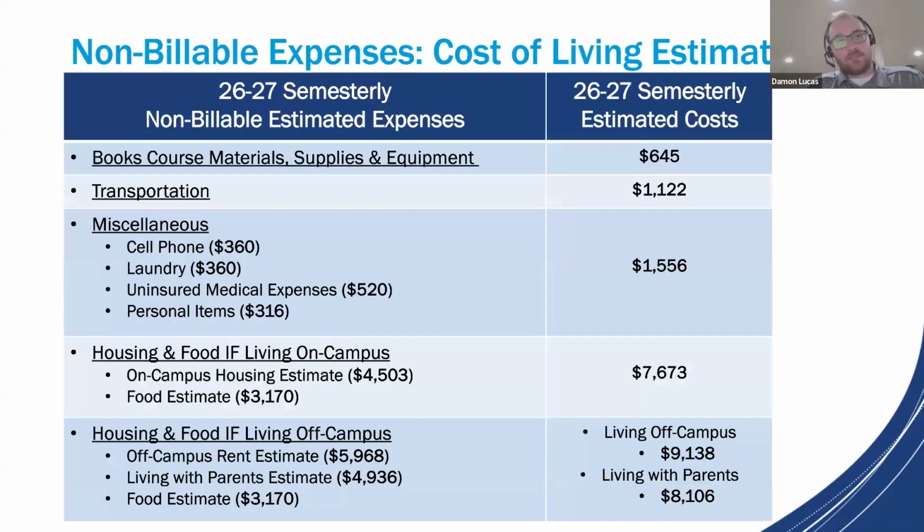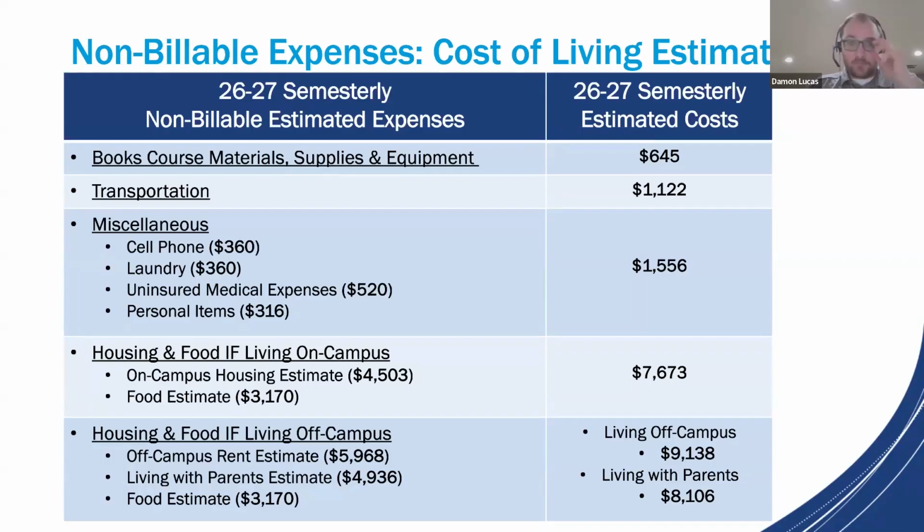So here's what those non-billable expenses look like. Here we just updated our estimated 2026-2027 costs. On the right-hand side, you'll see updated amounts for those. So there, again, are the books, course materials, supplies, and equipment, and transportation costs. Here we have our miscellaneous broken down. Again, those amounts are just so we have a set budget aside. Now you may not be spending 360 bucks a semester on your cell phone, but it's there in case you need it.